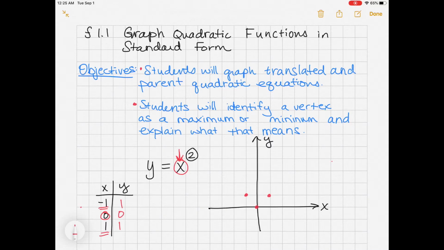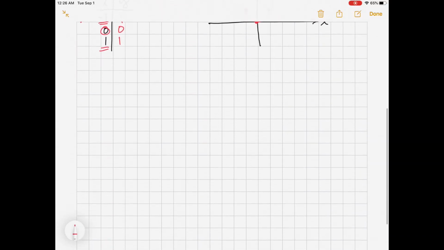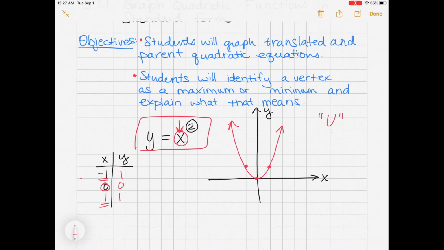Well, we know that it's not an absolute value function, it's not a V, and as we get closer and closer to these values, we start to see this curve. This curve that looks like a U is how we would describe that quadratic function. So anything with an x squared as its biggest term is going to have some form of this U shape, the quadratic shape.